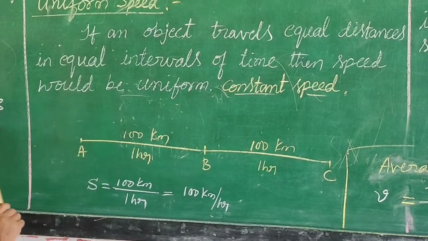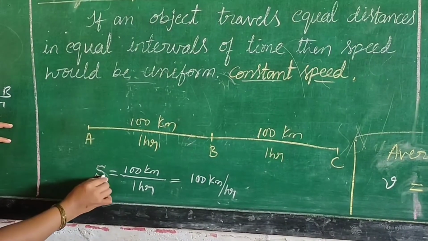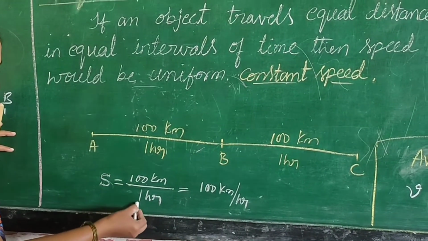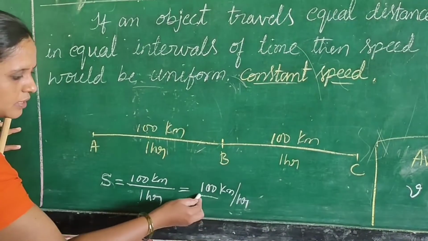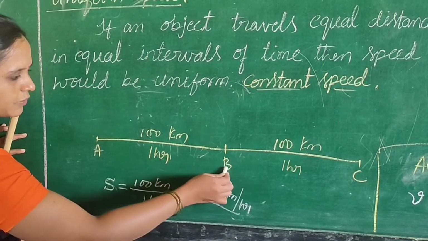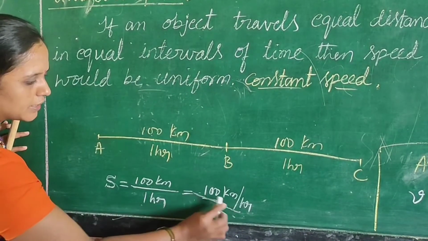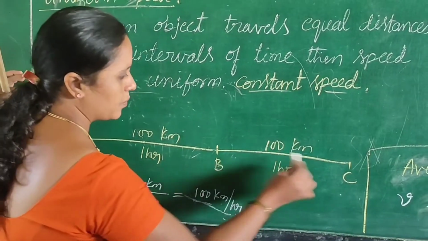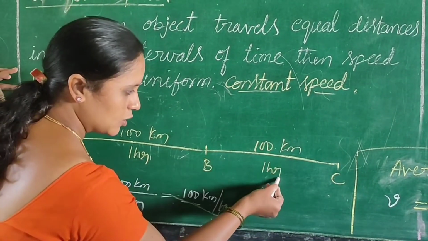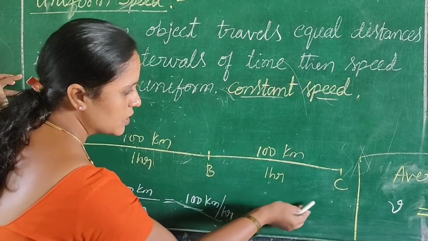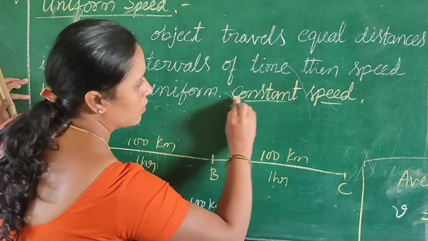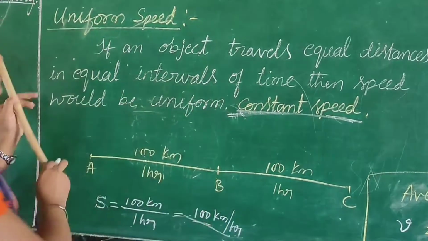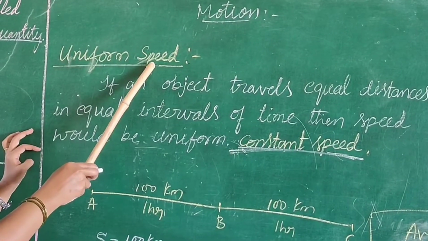Speed is nothing but distance by time. Distance is 100, time is 1 hour. The speed from point A to B is 100 km per 1 hour. Similarly, the speed from point B to C is 100 km per 1 hour. So here the speed is constant. The constant speed is called uniform speed.